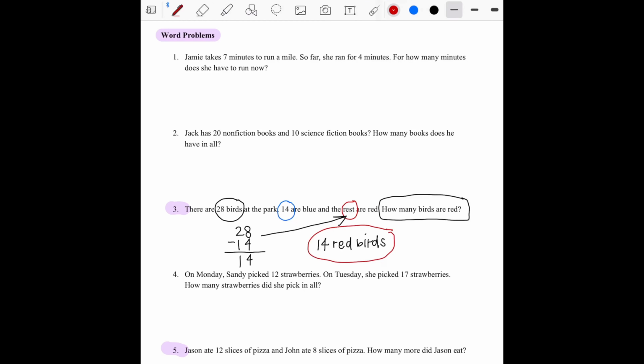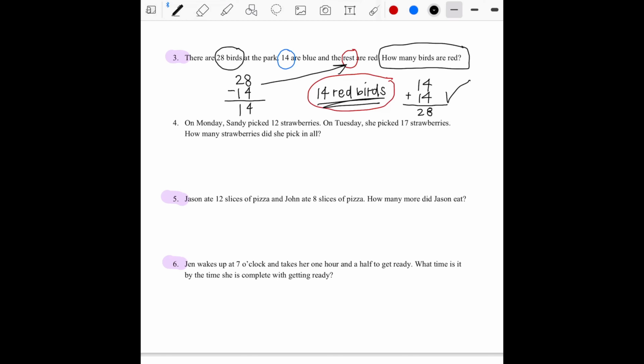Now we have to check if this answer is correct. So we can add 14 red birds plus the 14 blue birds and see if we get 28, which is the total number of birds at the park. 14 plus 14, 4 plus 4 is 8, 1 plus 1 is 2. And there you have it, we have the right answer, 14 red birds. Awesome job, everyone.